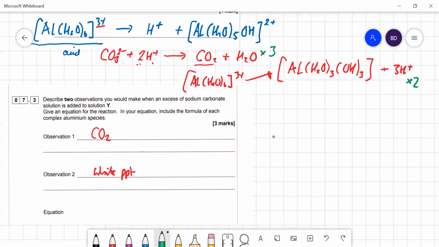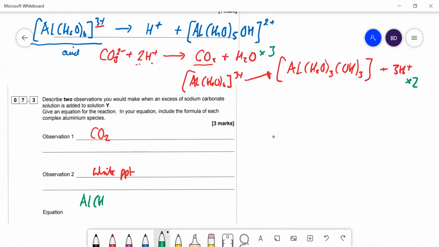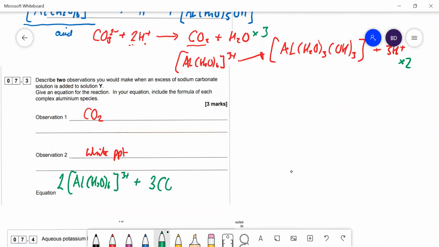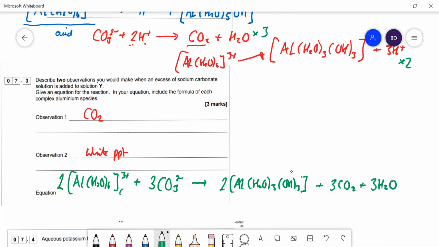So there we are going to get Al(H2O)6 3+. We need 2 of those, and we need 3 carbonate ions. It's okay to leave the sodiums out there, they don't really do anything. So 3 carbonate ions. That's going to give us 2 of the aluminium complexes, which are uncharged. And we're going to get 3 carbon dioxide molecules, and we're also going to get 3 water molecules. So there's our balanced equation there. And if you want state symbols, that's aqueous. That's going to be a solid, a white solid.